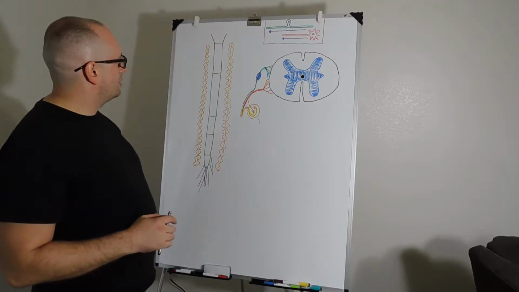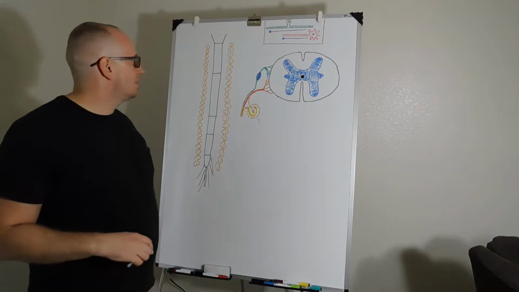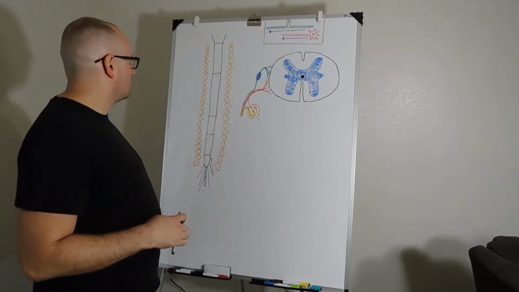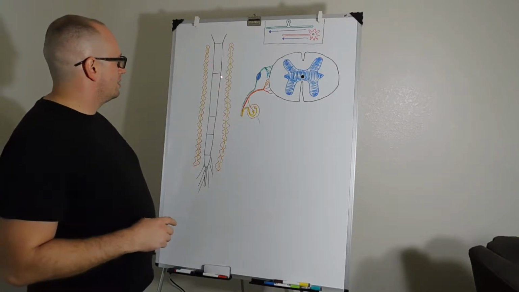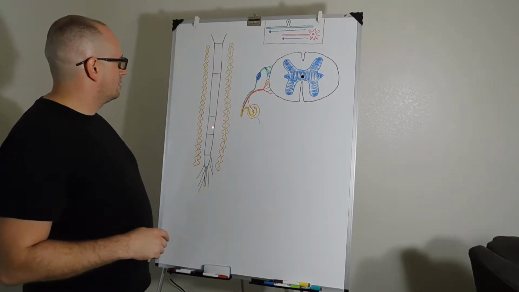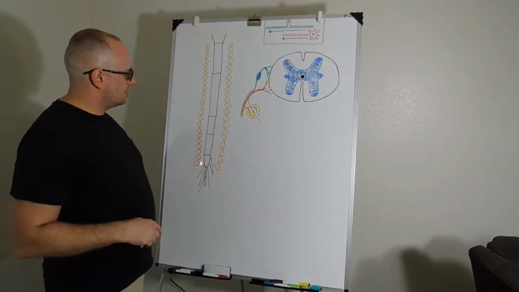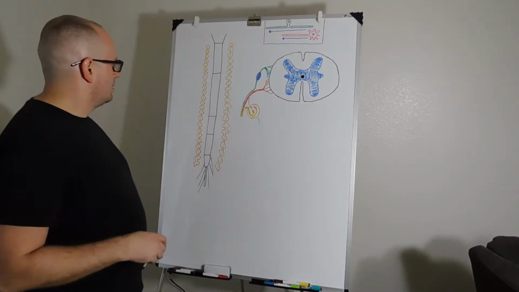Above it is the pons, and then above that is the midbrain, and then above that is the thalamus, and then above that is the cerebral cortex, the cerebrum. So this is the cervical area, this is the thoracic region, this is the lumbar region, the sacral region, and then the coccygeal region of the spine.